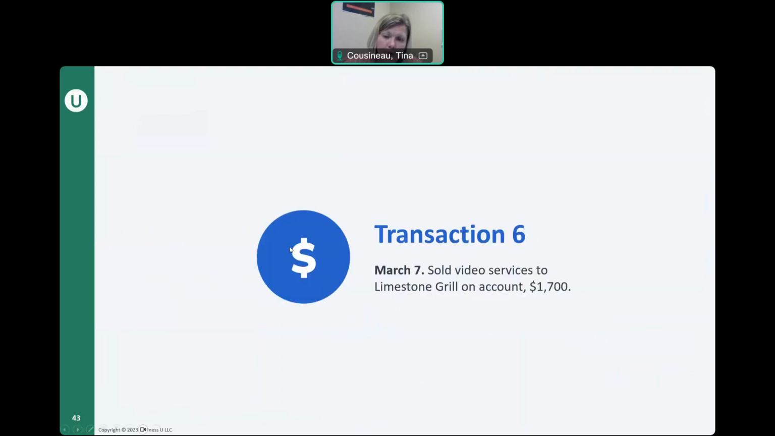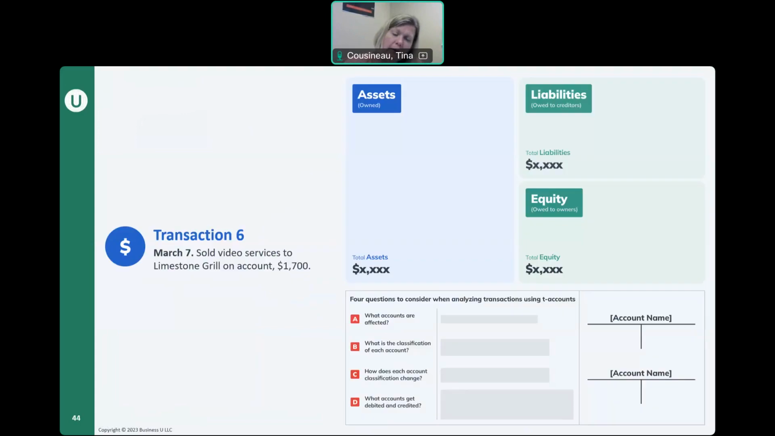Good. All right, transaction number 6. So we sold video services to Limestone Grill on account. So here's this account thing. Earlier we bought stuff on account. This time we're selling stuff on account. So before we owed people money, now people owe us money. Let's see how that impacts the accounting equation, right?